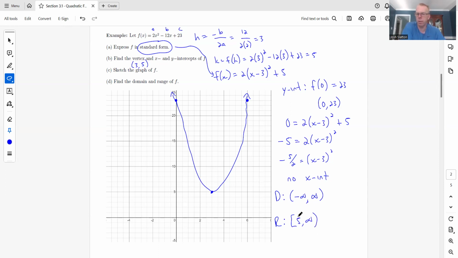So the range always has either a negative infinity or a positive infinity, never both. It's never all real numbers. And then we come up or down to a number, and that number always has a bracket. So it's very easy to tell from the graph. Wherever the vertex is, 3, 5 in this case, that will give you either the top, the max, or the min, depending on if it opens up or down.